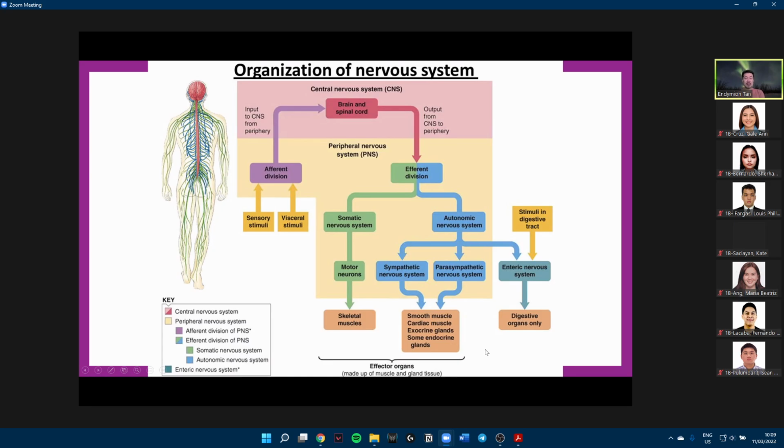The effector organs for your autonomic nervous system can be the smooth muscles of the GIT, the cardiac muscles of the heart, exocrine glands, endocrine glands, sweat glands, sebaceous glands, erector pili muscles, etc. So the autonomic nervous system is under involuntary control, okay? So this will be the organization anatomically and physiologically.